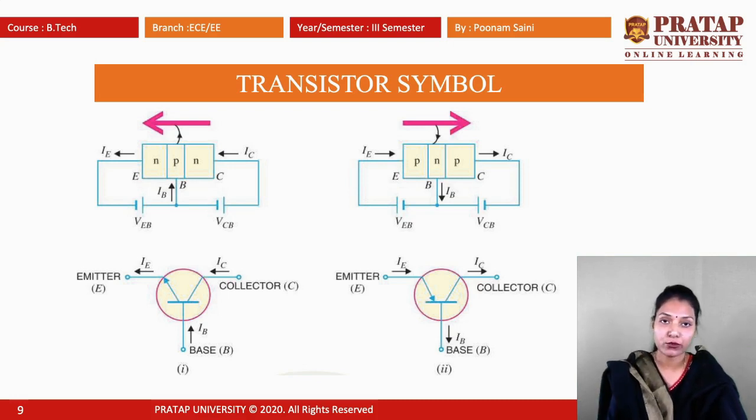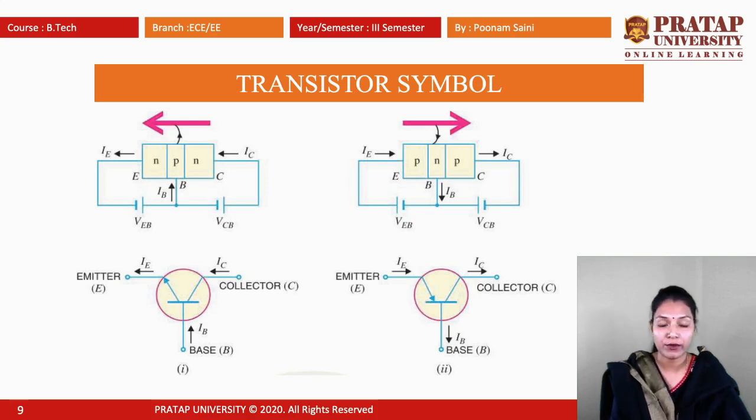In the next slide we are going to discuss the configurations like common base, common emitter and common collector. Why is this called common? Because when we provide any input and output, we use two terminals, but the transistor has three terminals, so we have to make one terminal common to the input and the output. That's why this is known as common collector. In a common collector, the collector is common to input as well as output. In common emitter, the emitter is common to input as well as output, same as the base.